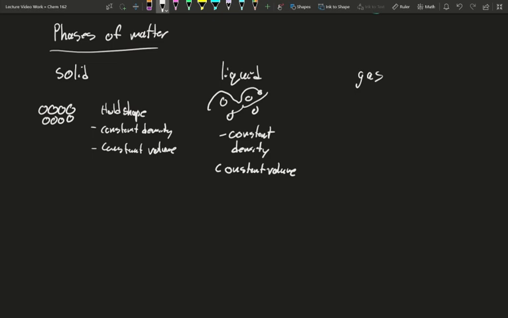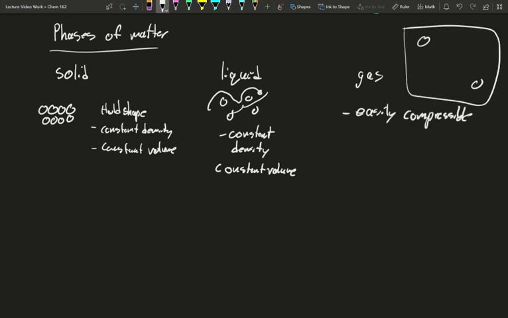A gas, on the other hand, has neither a constant volume, a constant density, nor a constant shape. Gases are easily compressible. If we think about a gas, generally, we think about molecules bouncing around a large container, completely independent of each other. What we see as we translate from a solid to a liquid to a gas is more free-flowing and more spaced-out molecules.